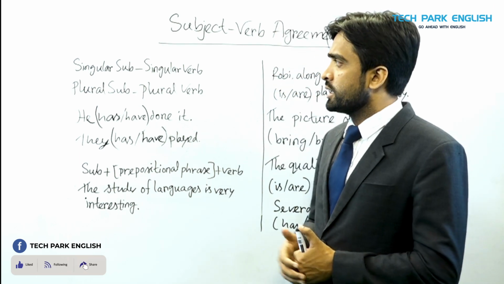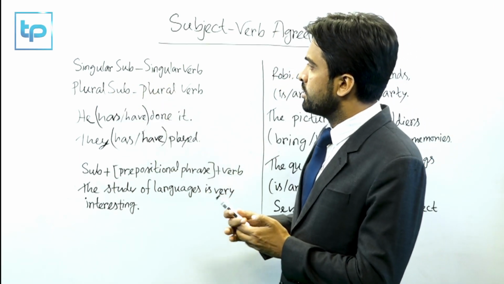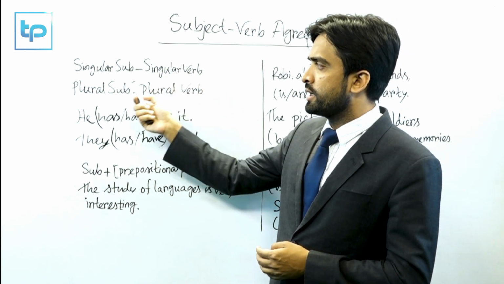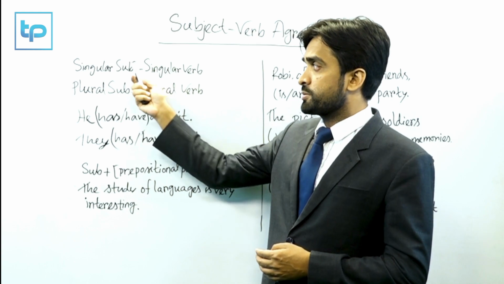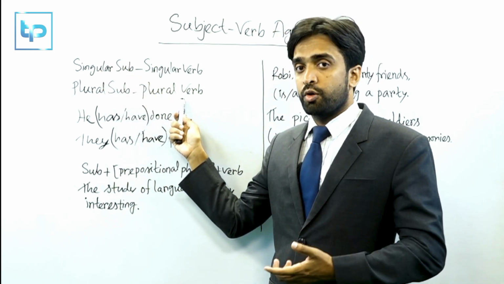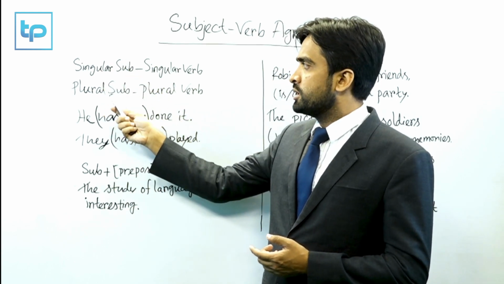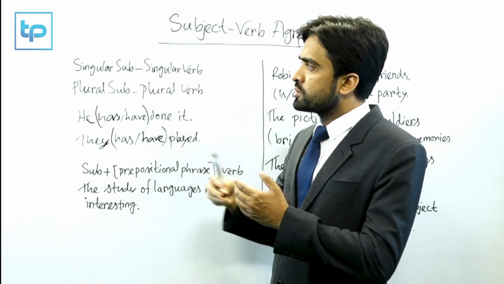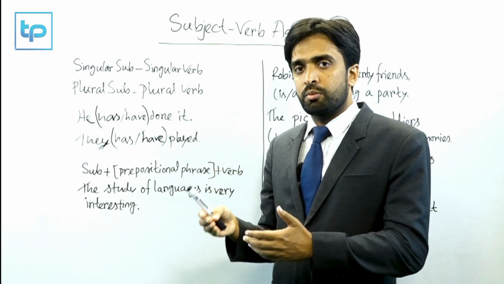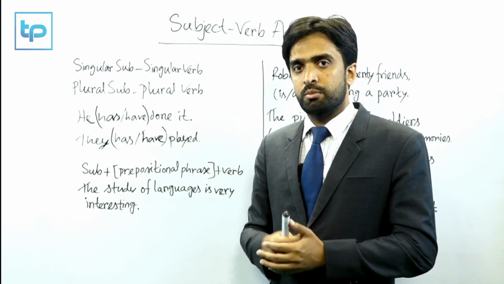It means if subject is singular, then verb has to be singular, and if subject is plural, then verb has to be plural. Like if subject is singular, then we cannot use plural verb. At the same time, if subject is plural, then we should not use singular verb. So without making an agreement between subject and verb, we cannot make a sentence correct and understandable.